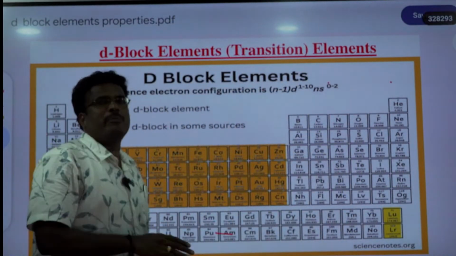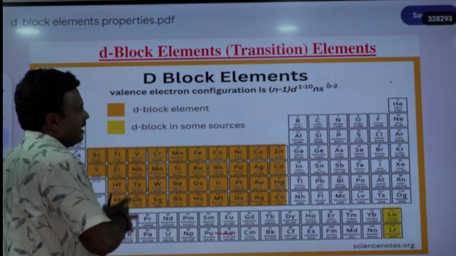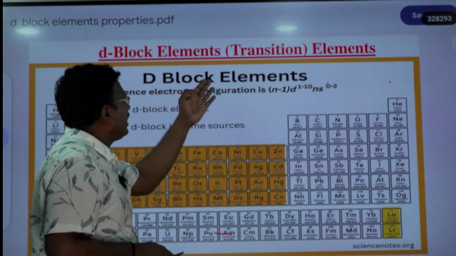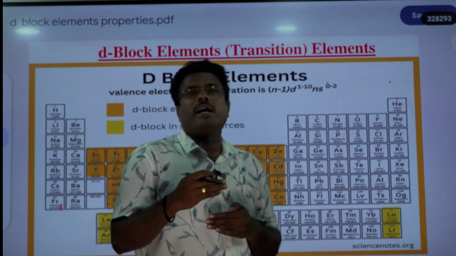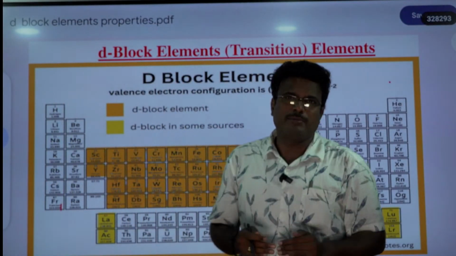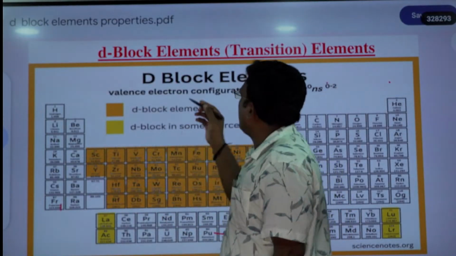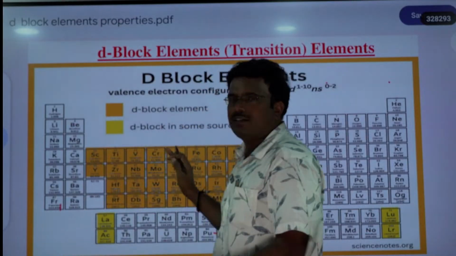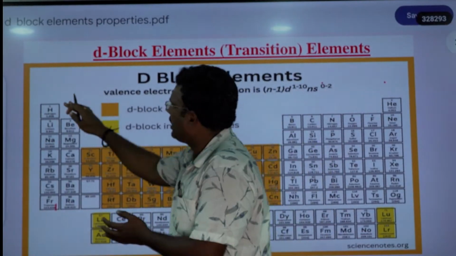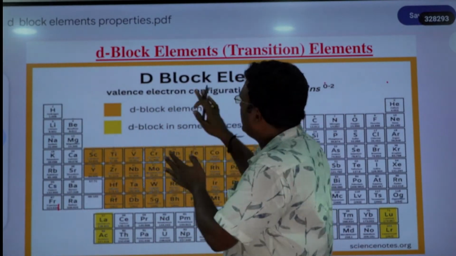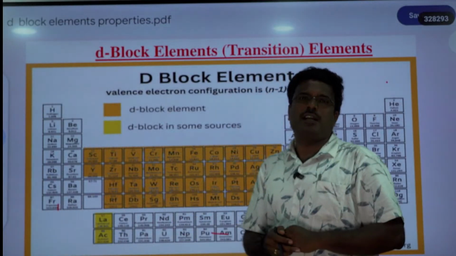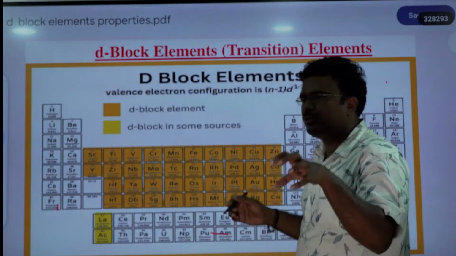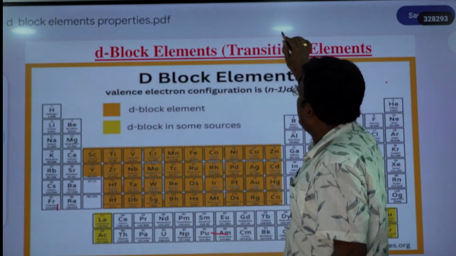Okay, very important topic in the D block. D block elements are also called transition elements. So what is the name? Transition elements. Transition elements means the D block elements present between the S block and P block. That's why the name is called transition elements. Very, very important. So which of the following blocks is known as transition elements?